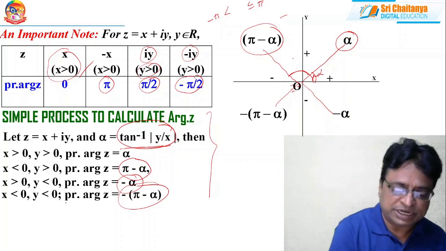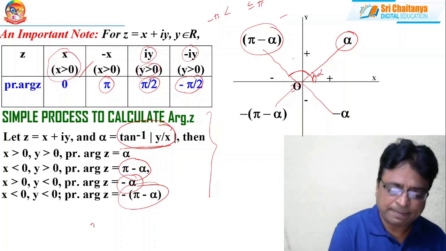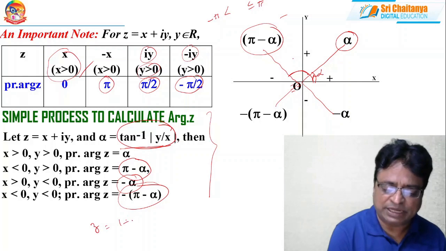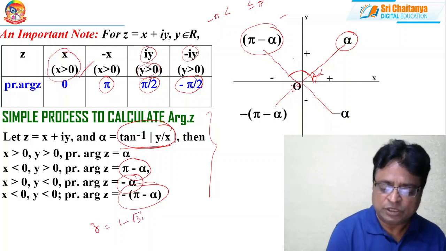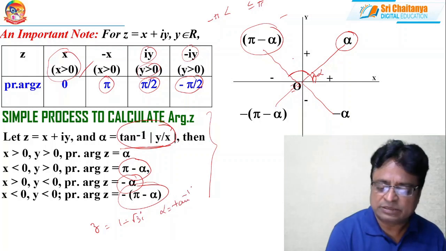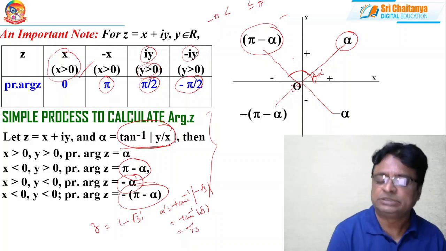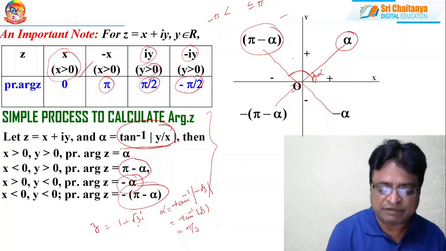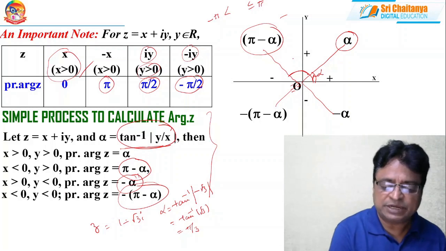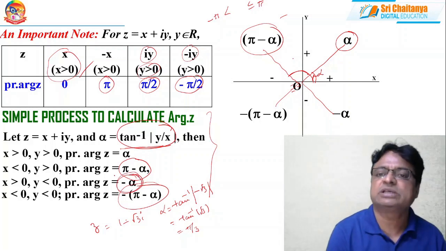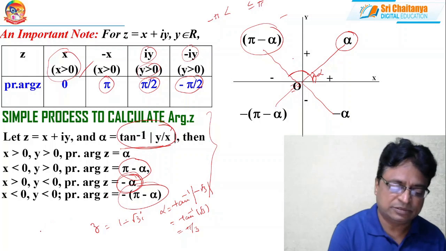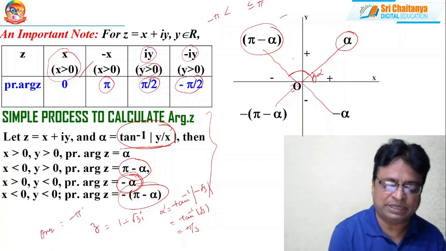For example, z is equal to 1 minus root 3 i. So what is my alpha? That is tan inverse of modulus of minus root 3, that is tan inverse root 3. Tan inverse root 3 is what? Pi by 3. Since x is positive and y is negative, my principal argument is minus alpha. So minus pi by 3. So the principal argument is equal to minus pi by 3.